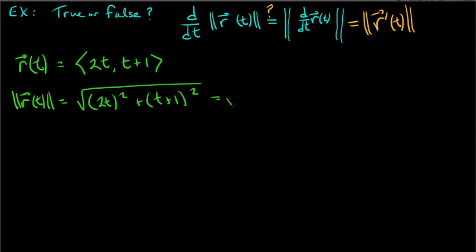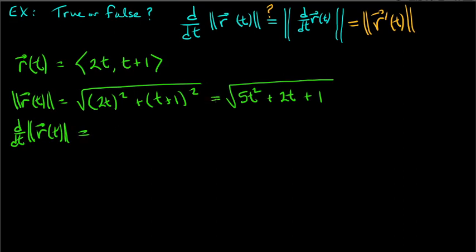So what do we get? I think we get the square root of 4t squared plus t squared, which is 5t squared plus 2t plus 1. Okay, now let's do the right-hand side, right? I'm sorry, we're not done with the left side. We have to take the derivative of that. Oops, we have to take the derivative of the magnitude of r.